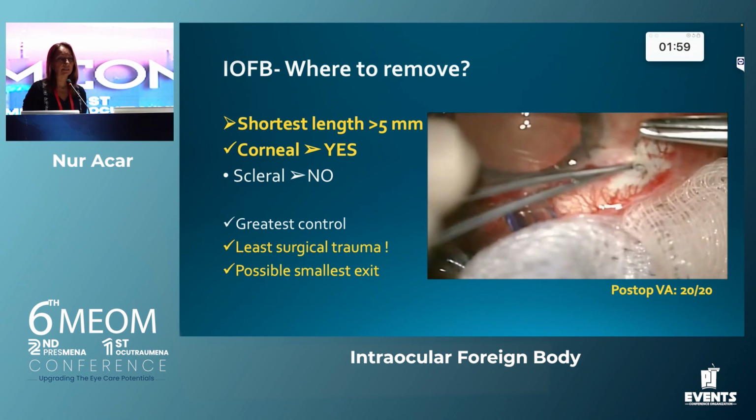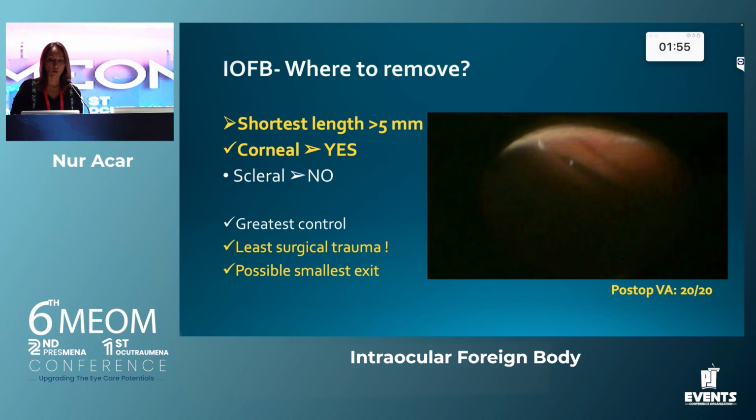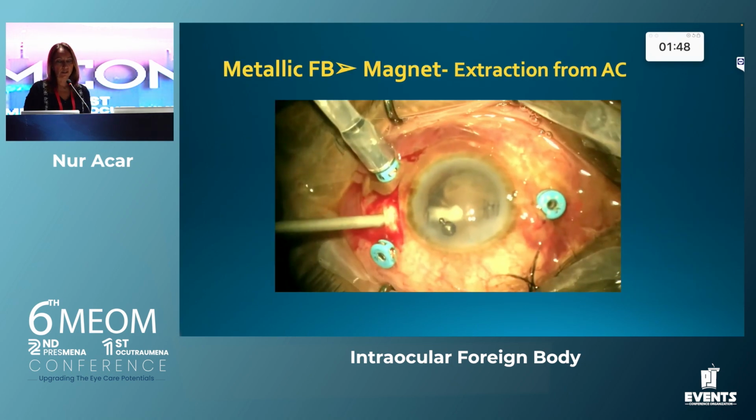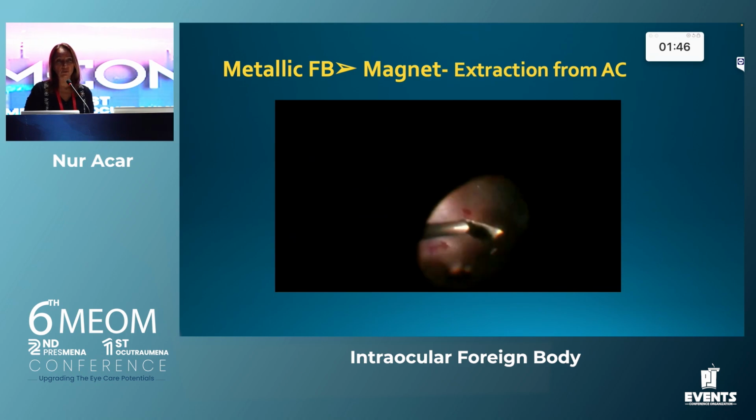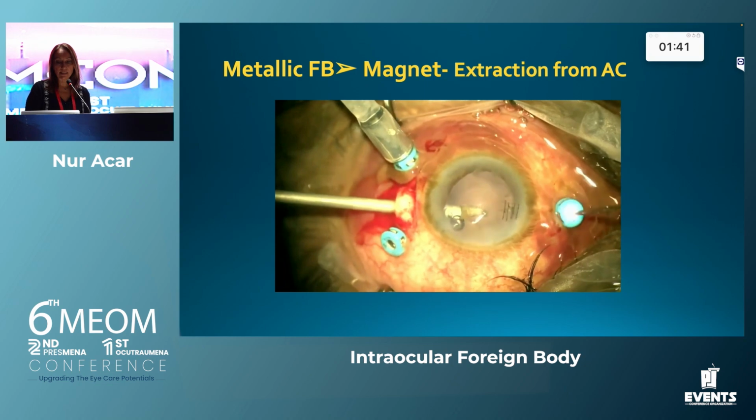It's really a large foreign body, almost maybe 12 to 13 millimeters long, but it's a slender one. So with the bimanual technique, through the access with the minimal exit area, we can remove it, and the visual acuity remains 20/20. So for the smaller ones, this is a magnet removal.